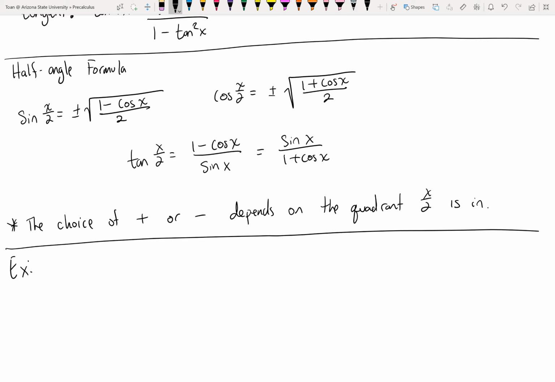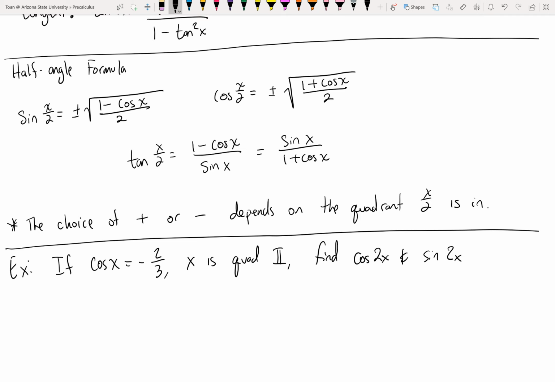You might see this example here. Say I tell you that the cosine of some angle x is negative 2/3, and I tell you that x is in quadrant 2. I want you to find cosine of 2x and sine of 2x.